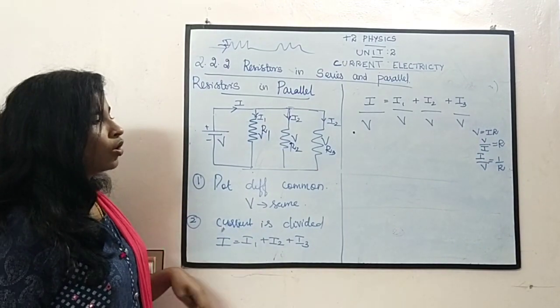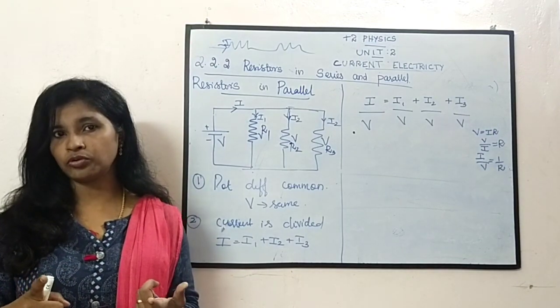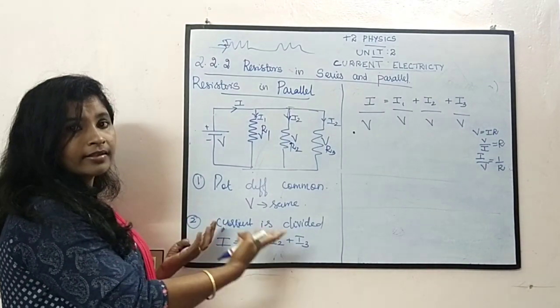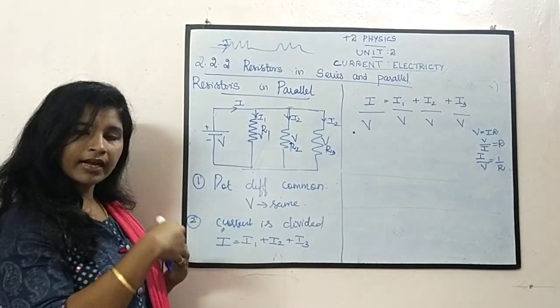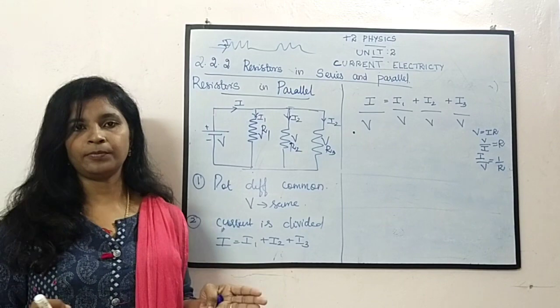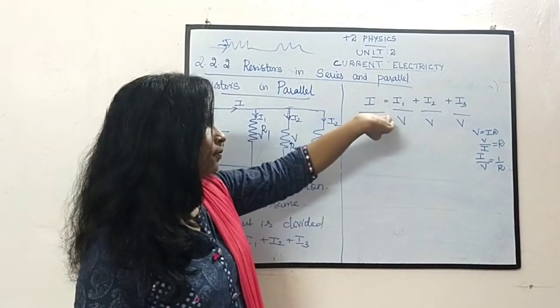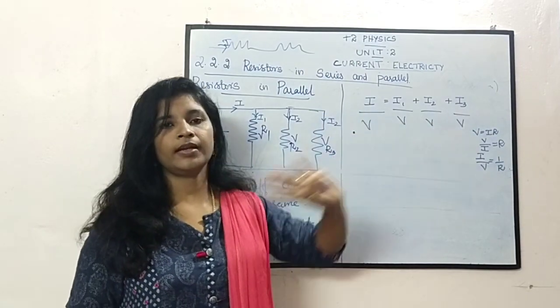Already I told you that finally, if you want to find out the effective resistance, what you have to do? Which one is divided? Either divide by the current or the voltage, whichever is the same. Here the current is divided. Write it. Which is the same? Voltage is the same. So divide by the voltage.